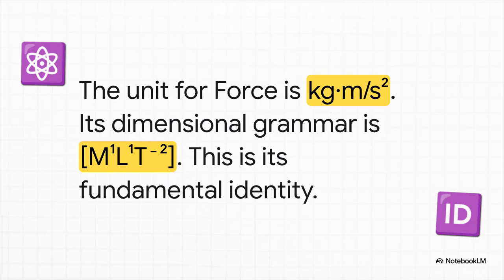Okay, let's circle back to our force example. Remember, its unit was kilogram meter per second squared. Now we can translate that into its dimensional grammar. The kilogram represents mass, m. The meter represents length, L. And per second squared represents time to the power of -2, T^-2. So the true fundamental identity of force, its dimensional formula, is M L T^-2. No matter what units you're using, this is what force is.